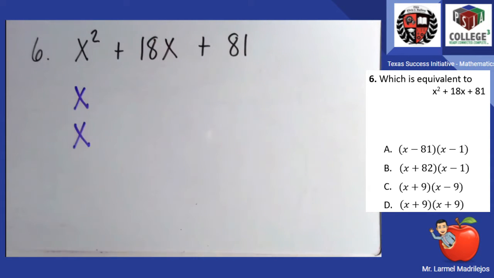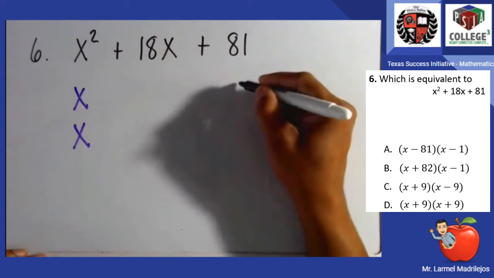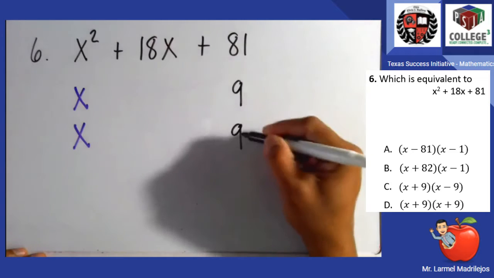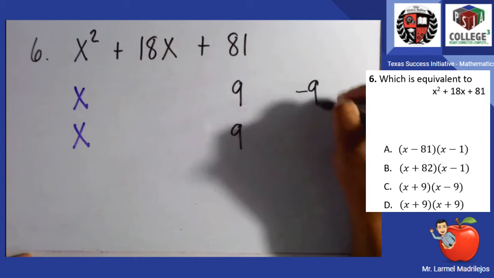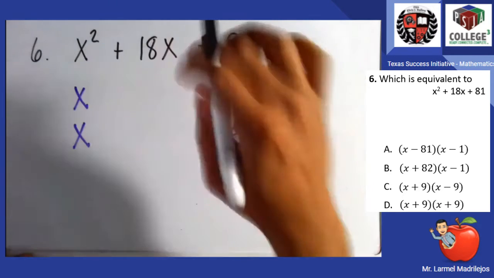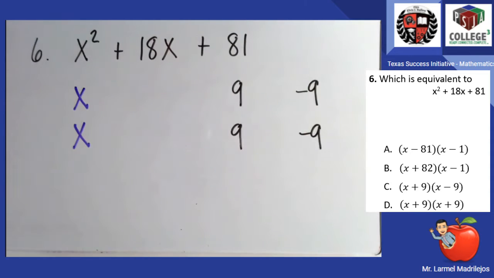This is 81. Okay, if you take 81, you need to look for a product of two numbers. You multiply them, and the answer is 81. So the answer is going to be 9 times 9. Positive 9 times 9 is positive 81, and then negative 9 times negative 9 is also a positive 81. Okay. So that's how it works. We need to look for a number that is a product, that the answer is 81.